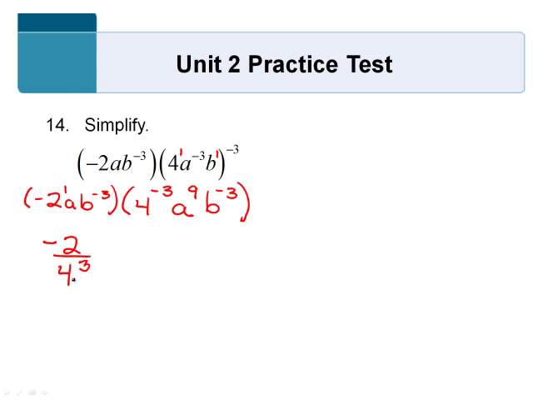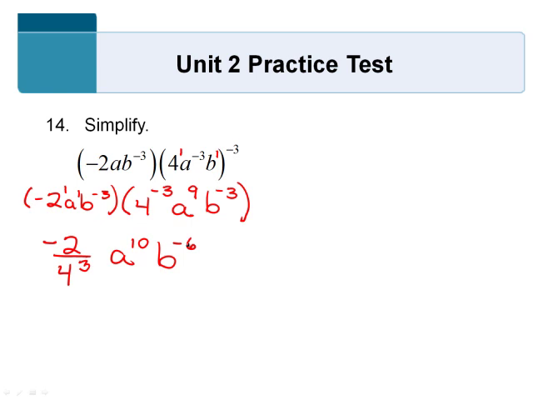All right, now look at the variables. I have a to the first, a1, and a9. So I'm going to add those. That's going to give me a to the 10th. Now notice, I didn't put them on the top or bottom with those. I'm just going to leave them for now. They're in limbo, okay? Look at the b. If I add negative 3 and negative 3, I'm going to have b to the negative 6.